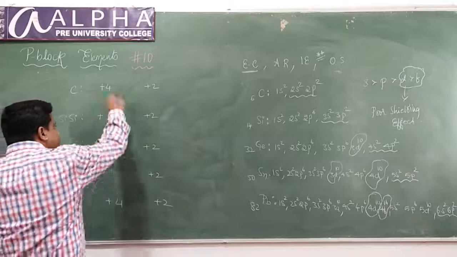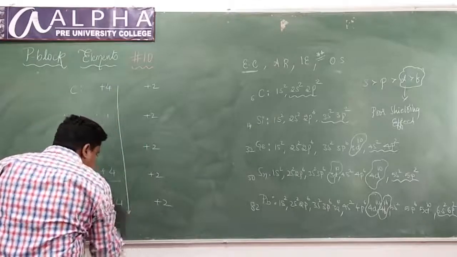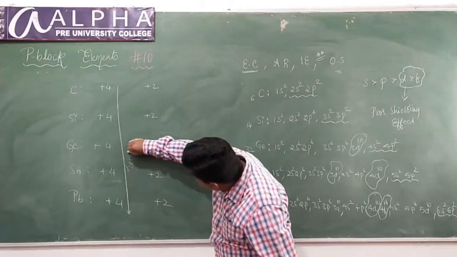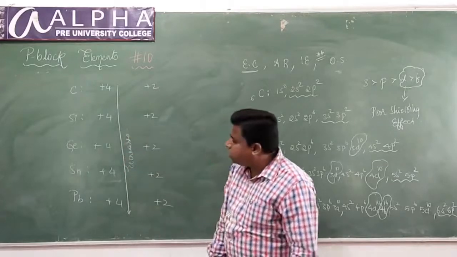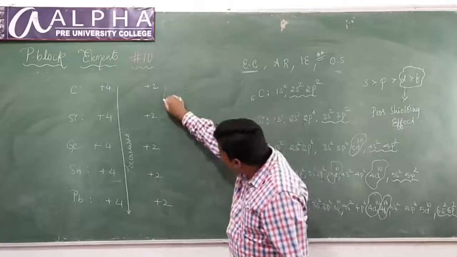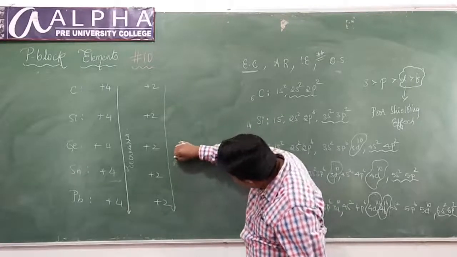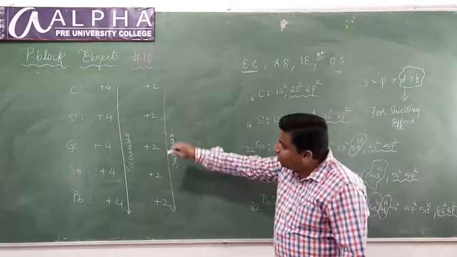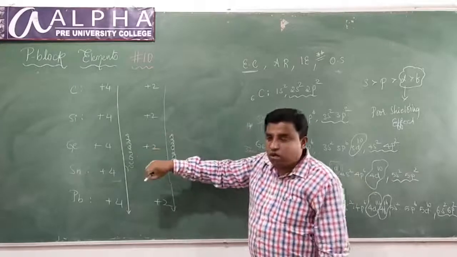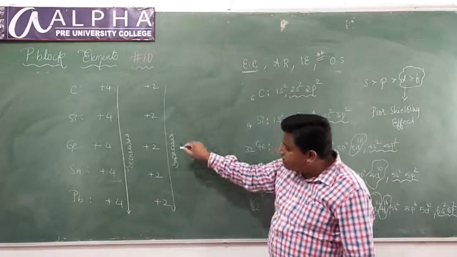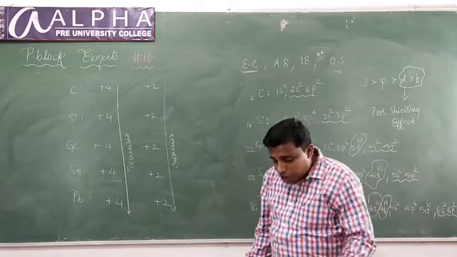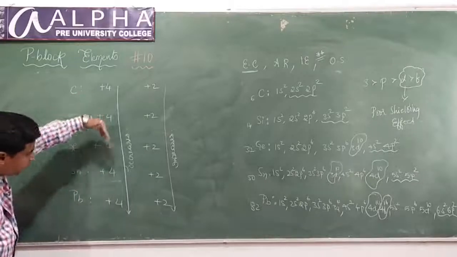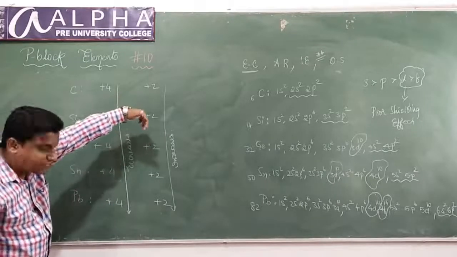The stability of +4 oxidation state decreases down the group, whereas the stability of +2 oxidation state increases down the group. Are you getting my point? How do you account for this? The stability of +4 oxidation state decreases, whereas the stability of +2 oxidation state increases down the group.